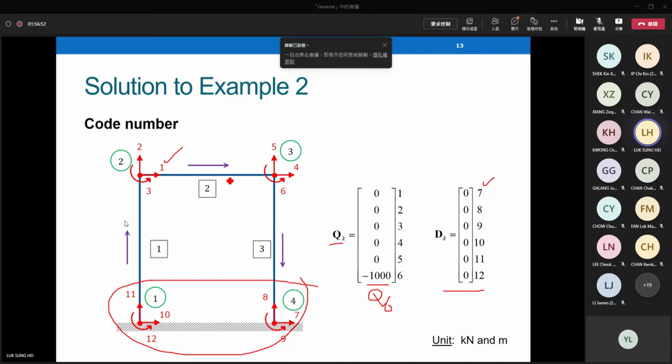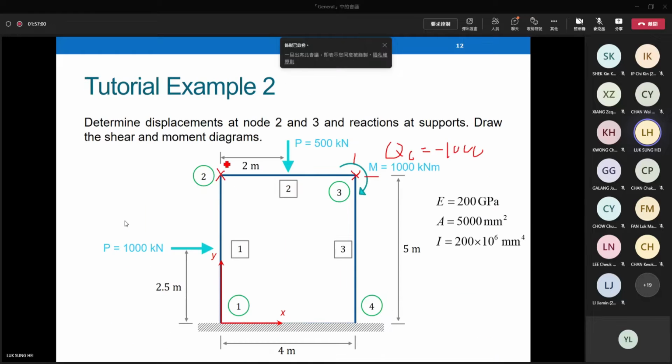Then what about the 2 concentrated forces acting at the midspan of member 1 and member 2? You have to find out their fixed end forces. You can treat this as something like a fixed end member, and then find out the fixed end force and fixed end moment. Put them into the so-called Q0 vector according to their code number. Just do this twice because we have two intermediate loadings. Do this step twice.